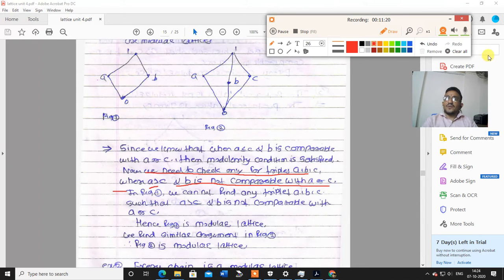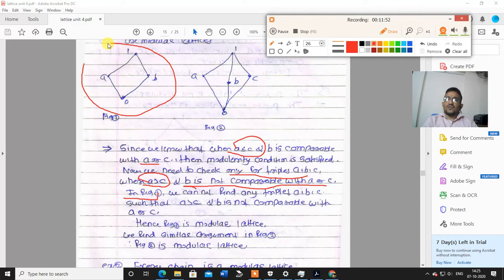Okay, मग आपण मागच्या केस मध्ये बघितलं की A हा C शी रिलेटेड असेल आणि B हा A किंवा C शी कंपेरेबल असेल तर त्या कंडिशन मध्ये मॉड्युलर प्रॉपर्टी सॅटिस्फाय होते. मग मॉड्युलर प्रॉपर्टी सॅटिस्फाय होत नसेल तर आपण we have to check only the condition, triples A, B, C for which A is greater than C and B is not comparable with A or C. Okay, so in figure 1, we have to see the figure 1.